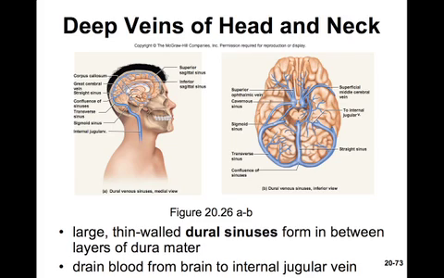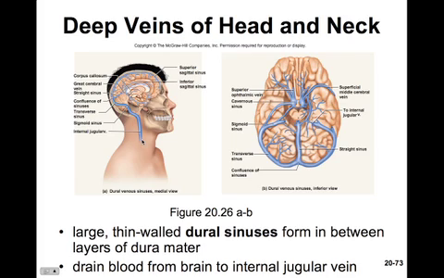Let's look into the veins of the head and neck. Around the base of the brain, there are large, thin-walled dural sinuses. These are large spaces in the veins for storage of blood as it waits to return to the heart. These form in between the layers of dura mater. Blood is drained from the vein by the internal jugular vein.